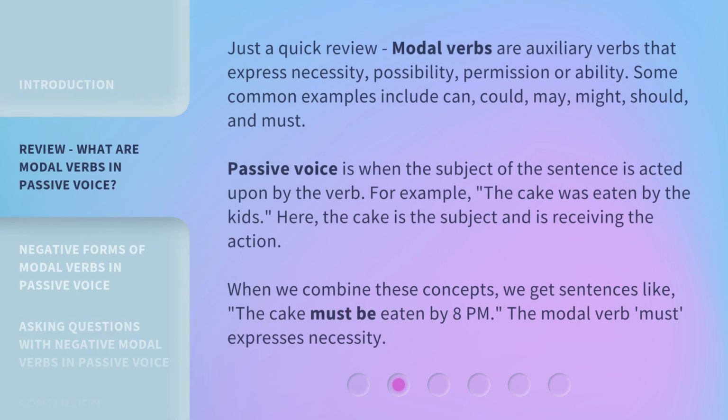Just a quick review. Modal verbs are auxiliary verbs that express necessity, possibility, permission, or ability. Some common examples include can, could, may, might, should, and must. Passive voice is when the subject of the sentence is acted upon by the verb. For example, the cake was eaten by the kids. Here, the cake is the subject and is receiving the action. When we combine these concepts, we get sentences like, the cake must be eaten by 8 p.m. The modal verb, must, expresses necessity.